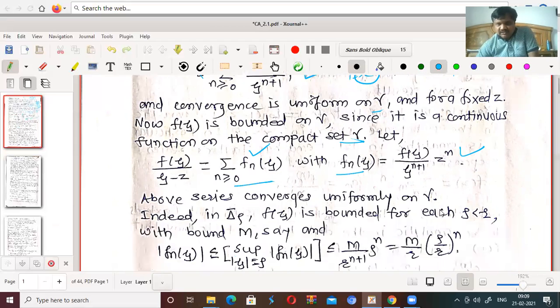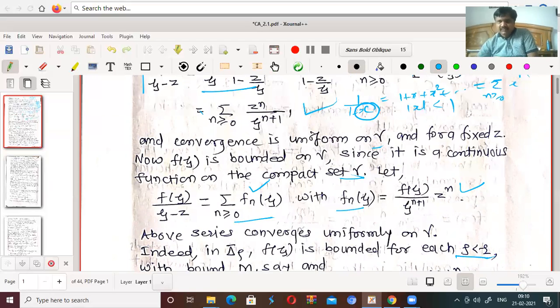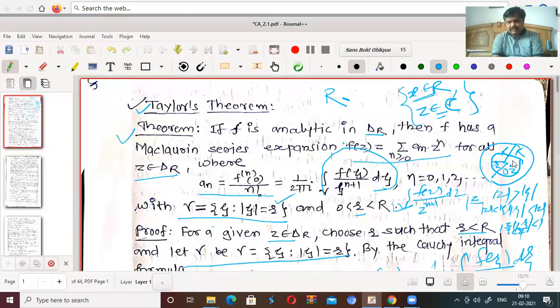The above series again converges uniformly on this γ, because γ is a circle having center origin and radius small r, and that small r is strictly less than capital R, where capital R is the radius of convergence. Indeed, in a closed disk having center origin and radius ρ, f(ξ) is bounded for each ρ, which is again strictly less than small r. If I take a closed disk here, it will happen. Here we have again taken a closed disk having center origin and radius ρ.